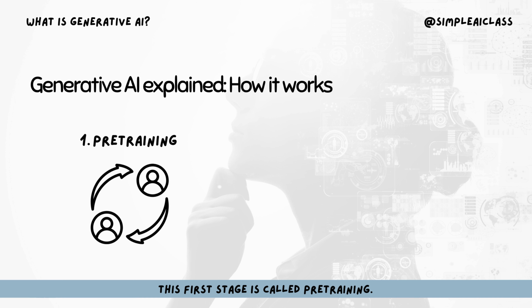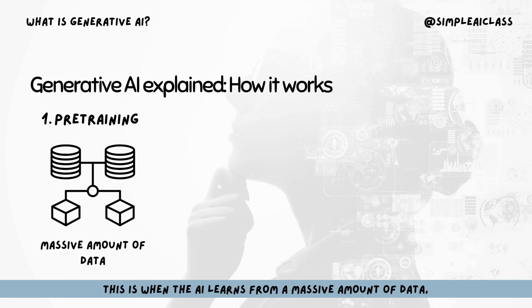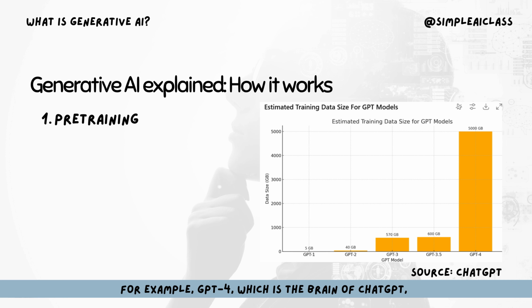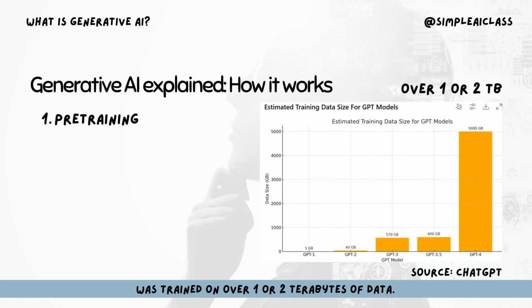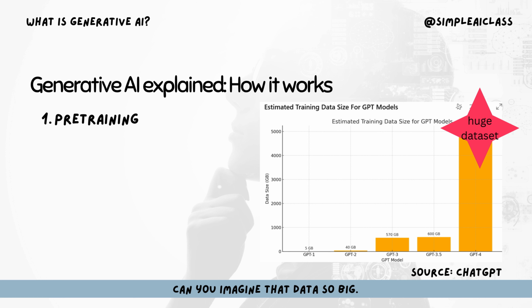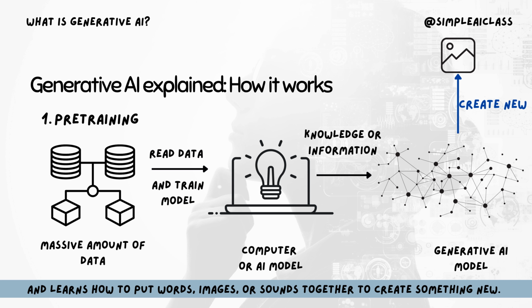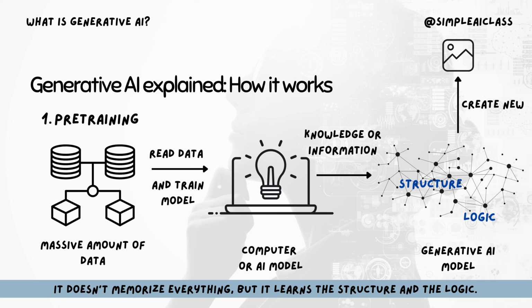The first stage is called pre-training. This is when AI learns from a massive amount of data, things like books, websites, and articles. The amount of data can be very huge. For example, GPT-4, which is the brain of ChatGPT, was trained on over 1 or 2 terabytes of data. Can you imagine data so big? The AI reads all the data and learns how to put words, images, and sound together to create something new. It doesn't memorize anything, but it learns the structures and the logic.